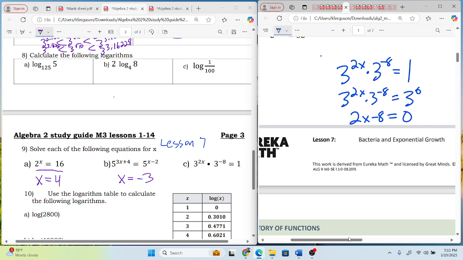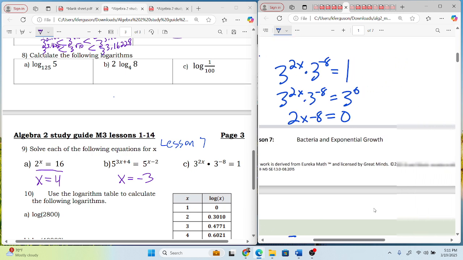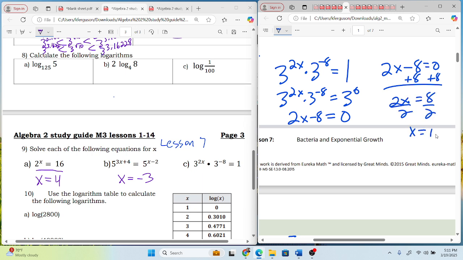So now I'm going to solve this problem the same way we solved the other problems. I got 2x minus 8 equals 0, so I'm going to add 8 to both sides. And I'm going to get 2x equals 8. Then I'm going to divide by 2 on both sides and get x equals 4, and I'm done. X equals 4. And that's how you do those 3 things that you were a little unsure about.